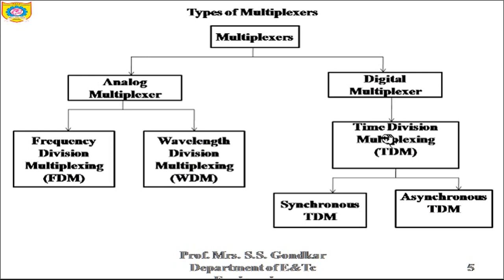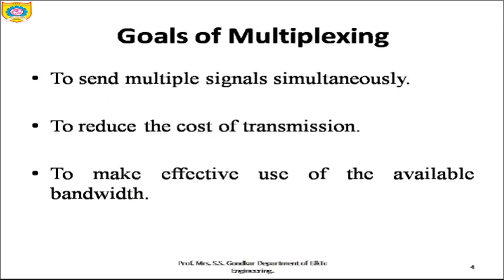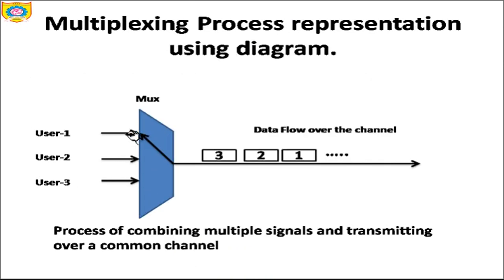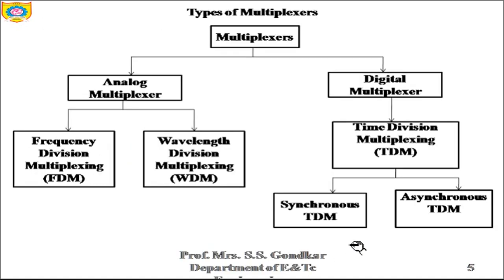Suppose you have different users. Like in this diagram we saw, we were having 3 different users. Each user will be given a certain instant of time for transmission. Like in this case, user 1 is given this much time, user 2 has this time, and same for user 3. These users can transmit the information only for that particular instant of time. It is called time division multiplexing. It is further classified as synchronous TDM and asynchronous TDM.